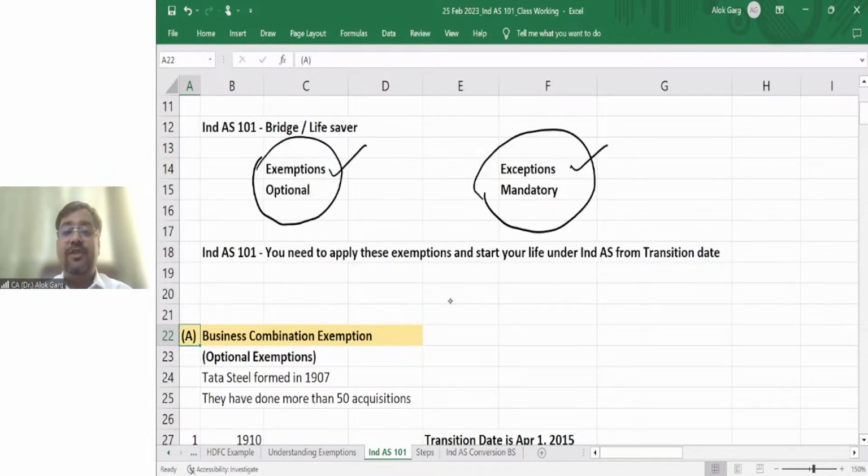Do you remember Ind AS 103 business combination?